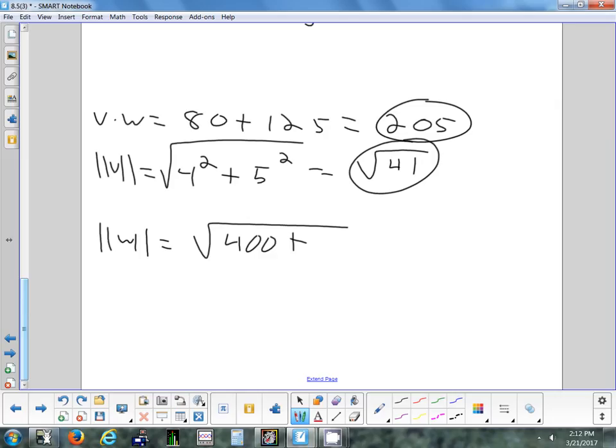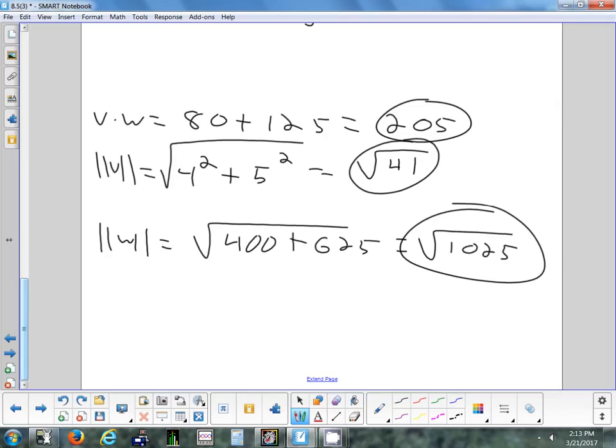Yep, 625. Add those up. And I get the square root of 1,025. So I don't need inverse cosine. All I have to do is check what is the square root of 41 times the square root of 1,025. And if these vectors are going to come out parallel, what am I hoping that product comes out to? The same as the dot product. So if I get 205 when I multiply these together, this times that, then they're parallel.